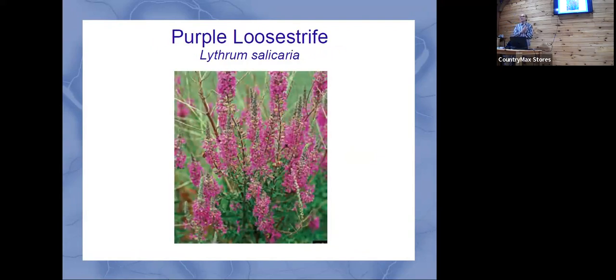Purple loosestrife used to be an invasive we talked about all the time, right? It was about 10, 15 years ago. Again, introduced both deliberately and via ship ballast as early as the 1930s. It prefers wetlands, grows lots of places, was really displacing a lot of native plants and was aggressively spreading.